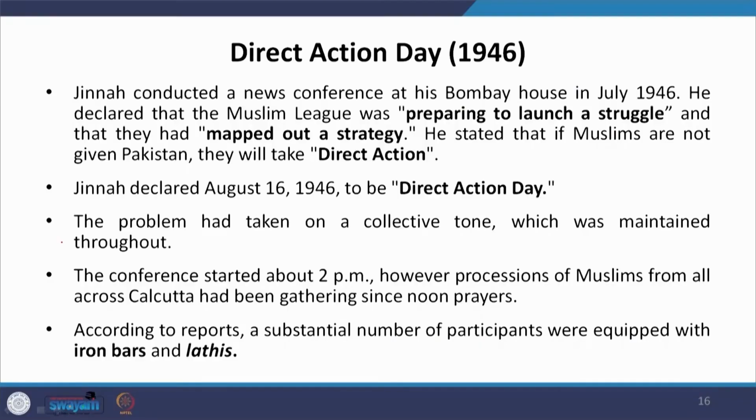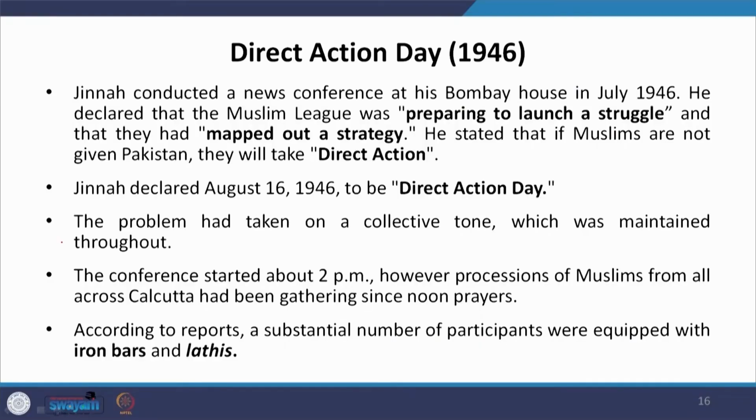So, there in the press conference, Jinnah actually said that the Muslim League was preparing to launch a struggle and that they had mapped out a strategy. He stated there in the conference that if the Muslims are not given the Pakistan that they want, then they will resort to what Jinnah called the direct action. So, the term direct action comes from Jinnah, and Jinnah declared August 16, 1946 to be the Direct Action Day.